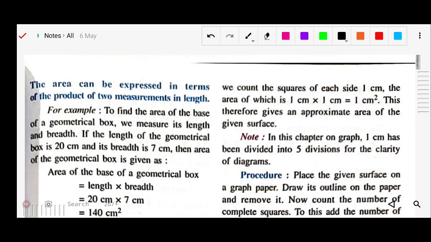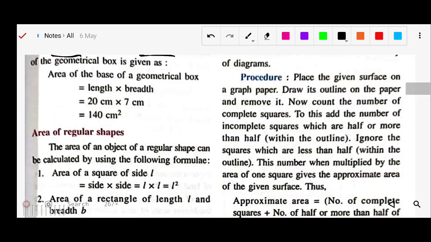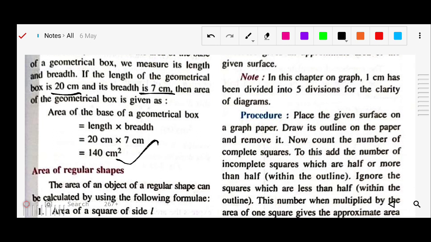The area can be expressed in terms of the product of two measurements in length. For example, to find the area of a geometrical box base, we measure its length and breadth. If the length of the geometrical box is 20 centimeter, and the breadth is 7 centimeter, what is the area? That is L into B, length and breadth. We multiply and get the area, 140. You can see it is in square, centimeter square, because this centimeter and this centimeter both multiply, giving centimeter square.